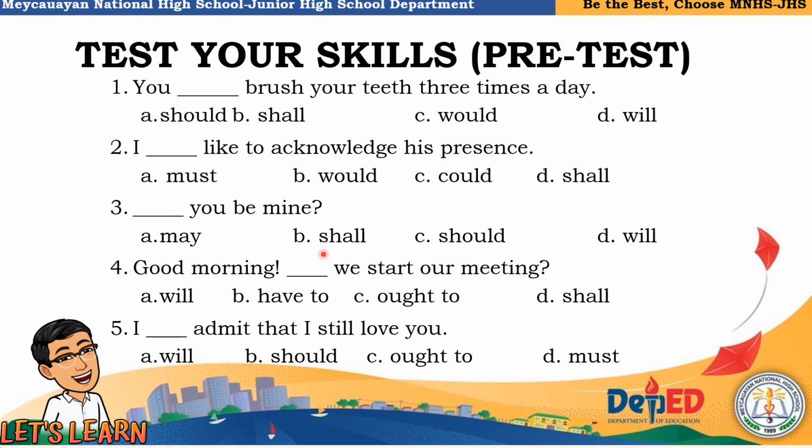Number 3, blank you be mine. A, may. B, shall. C, should. D, will. Number 4, good morning. Blank we start our meeting. A, will. B, have to. C, ought to. D, shall. Number 5, I blank admit that I still love you. A, will. B, should. C, ought to. D, must. Okay, you may start answering now.